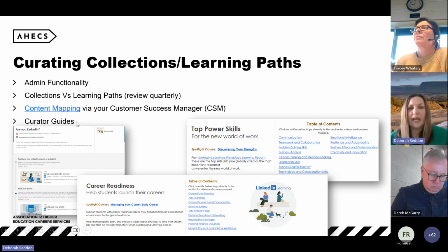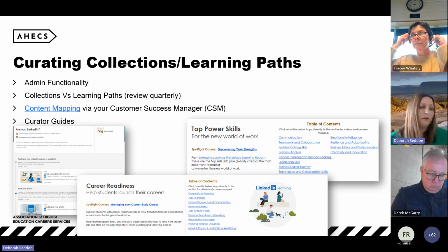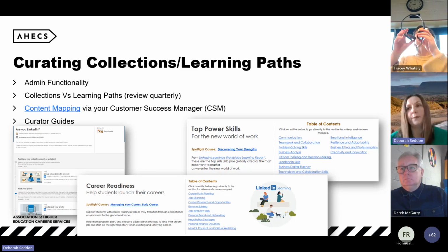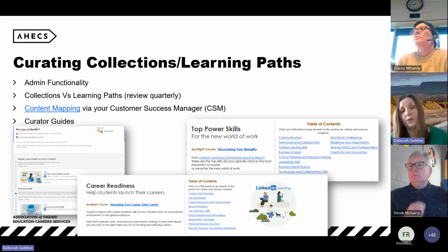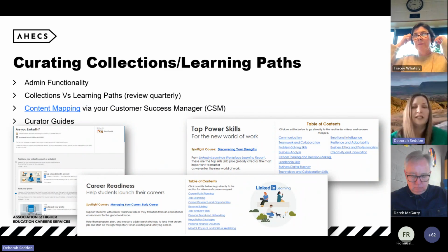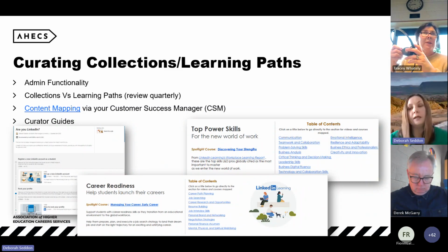I do have the PDFs of those. So if people think they would be useful, I can certainly attach the PDFs when I send on the slides to Caroline. That's no problem. You can have a look at those. They're really comprehensive curator guides, which give you some really good tips and tricks in terms of how you can develop these collections and specifically the learning paths. So I can definitely share those with you.